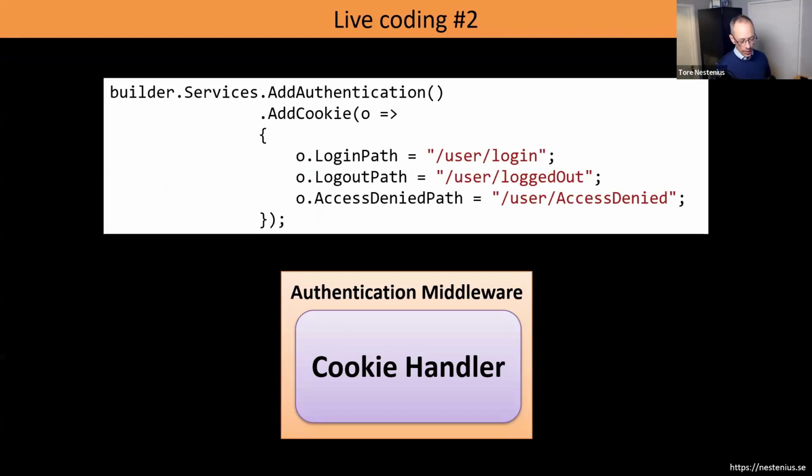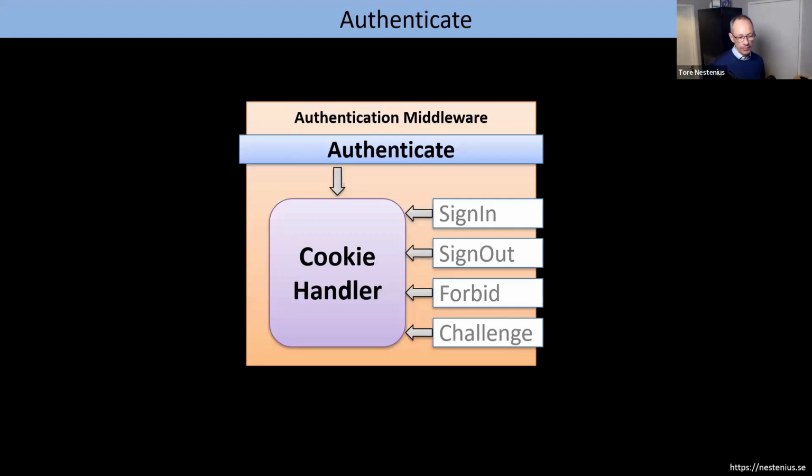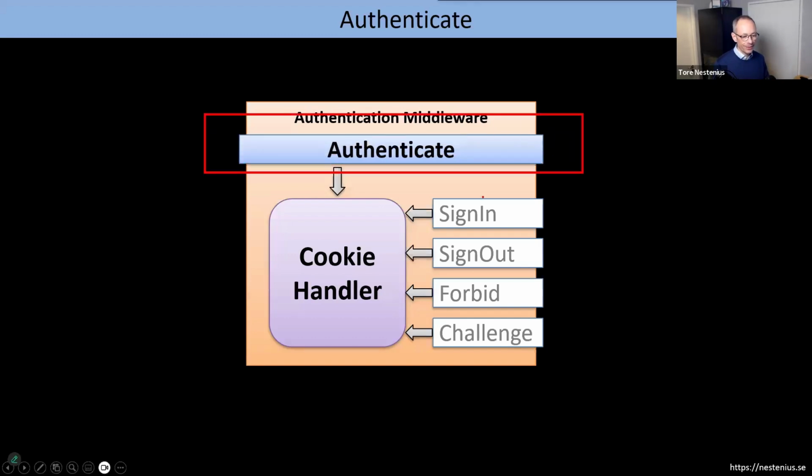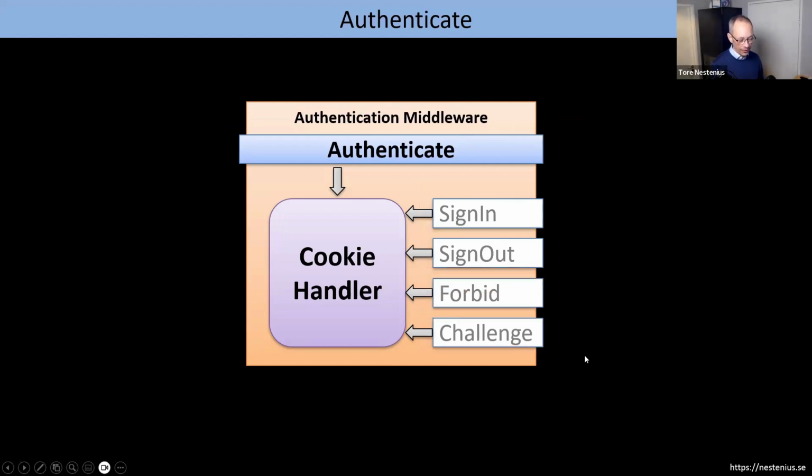Okay, we have that in place, that's good, but we need to understand the operations that we can do on the authentication middleware. The authentication middleware supports 5 different methods. We have authenticate, sign in, sign out, forbid, and challenge. Those are the 5 core operations that we can send to the authentication middleware and then indirectly to our cookie handler. So what do they do?